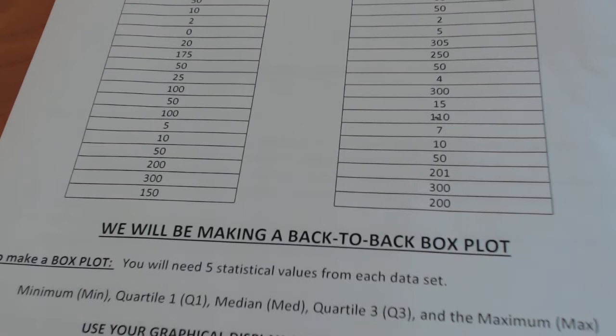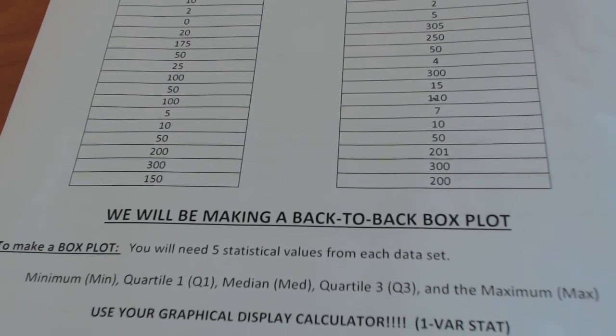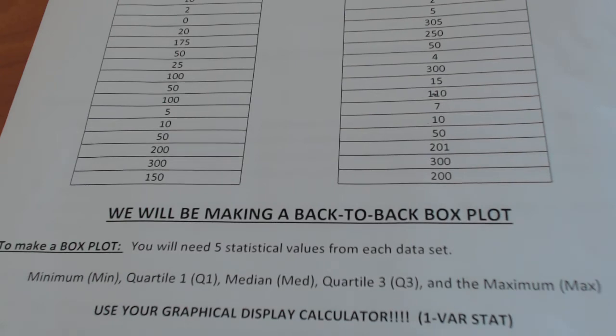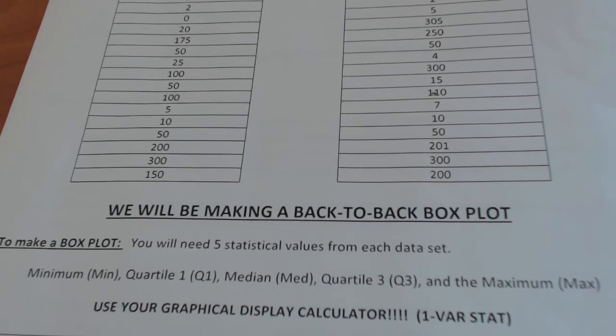So on the bottom it says we'll be making a back-to-back box plot. To make a box plot, you will need 5 statistical values from each set, which are the minimum, quartile 1, median, quartile 3, and maximum. And hopefully you did the first box plot video, so this should come a little bit easier. Remember, this is not a frequency table.